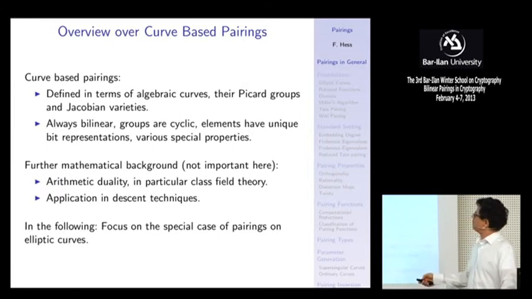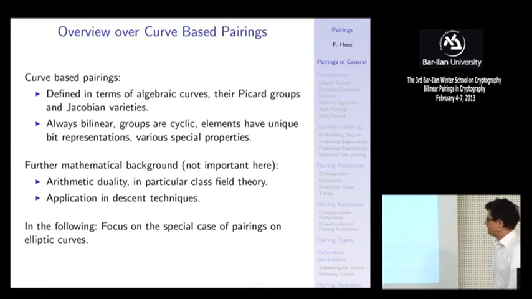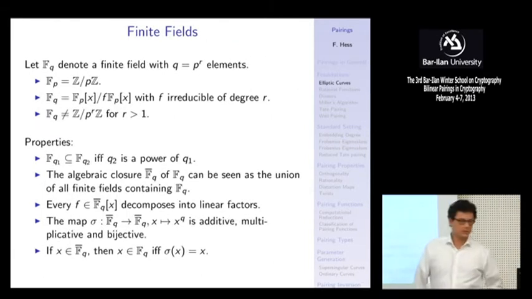And pairings are not only used in cryptography, they're also used, for example, in other areas of computational mathematics, for example, when you want to solve certain integer equations. Okay. So now in the following, we don't do this general stuff. We stick to the case of elliptic curves and keep it simple. So what I want to do now is just explain a little bit how the basics work, so you see how it all comes together.